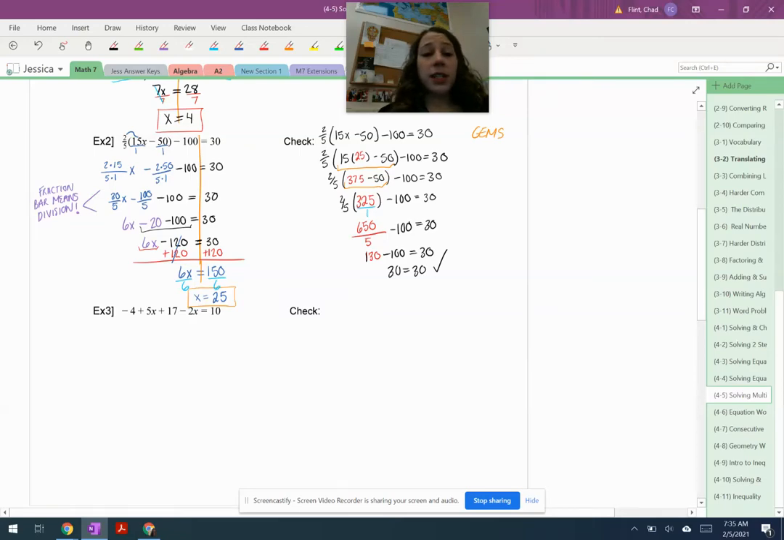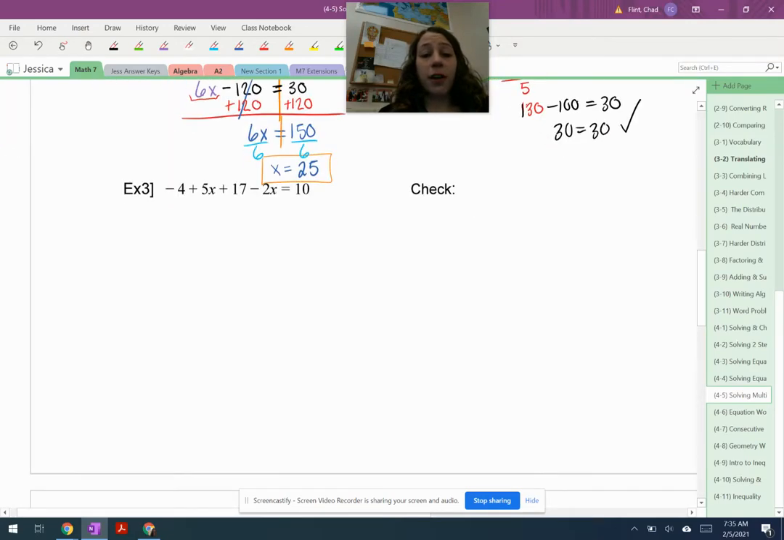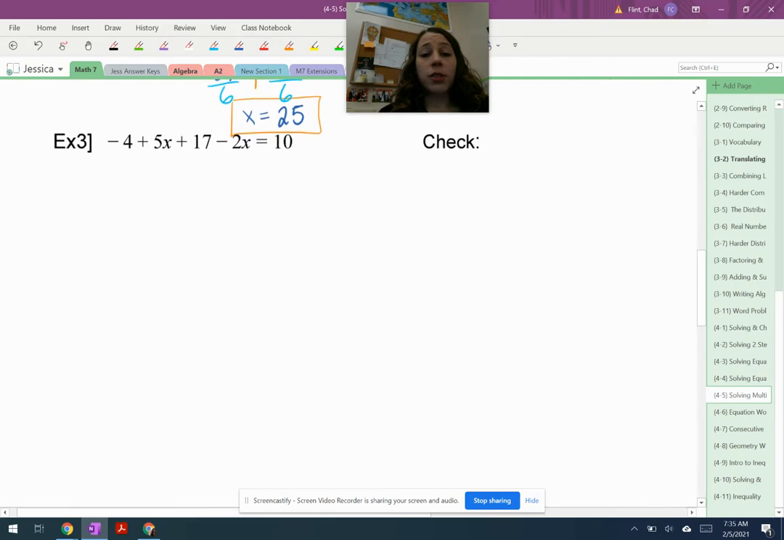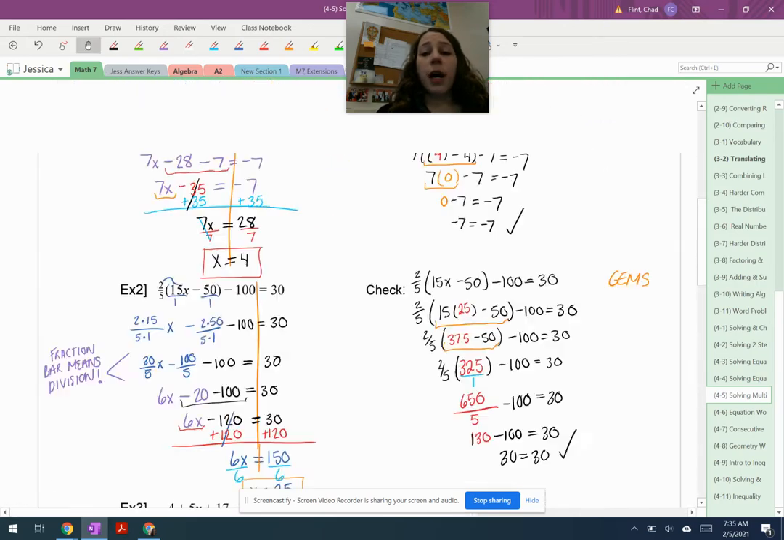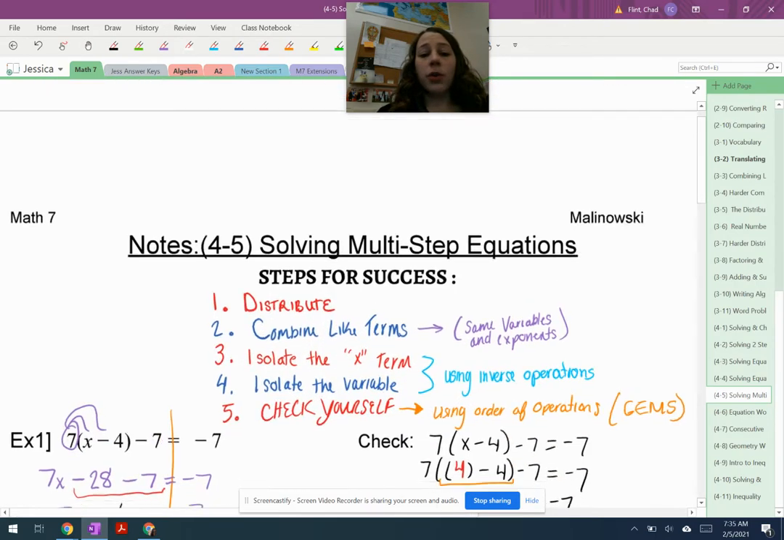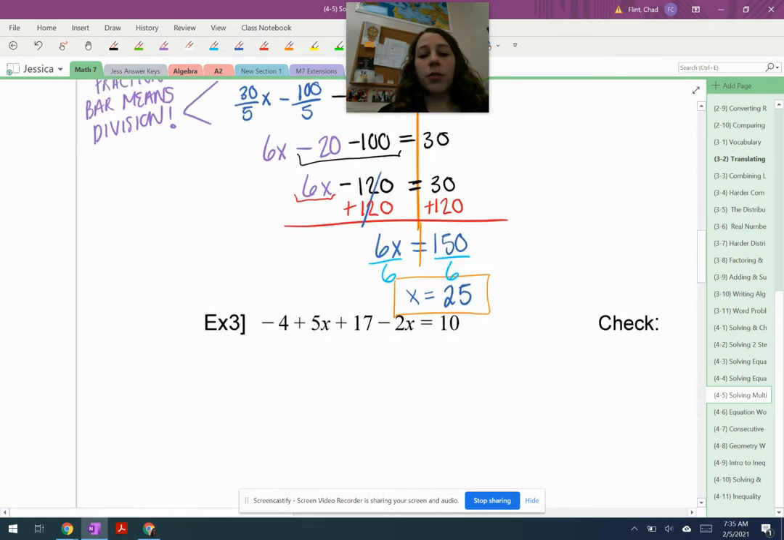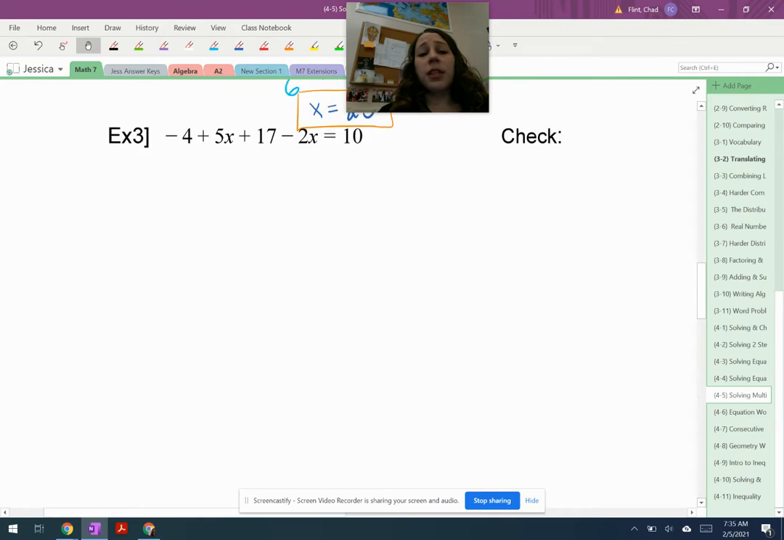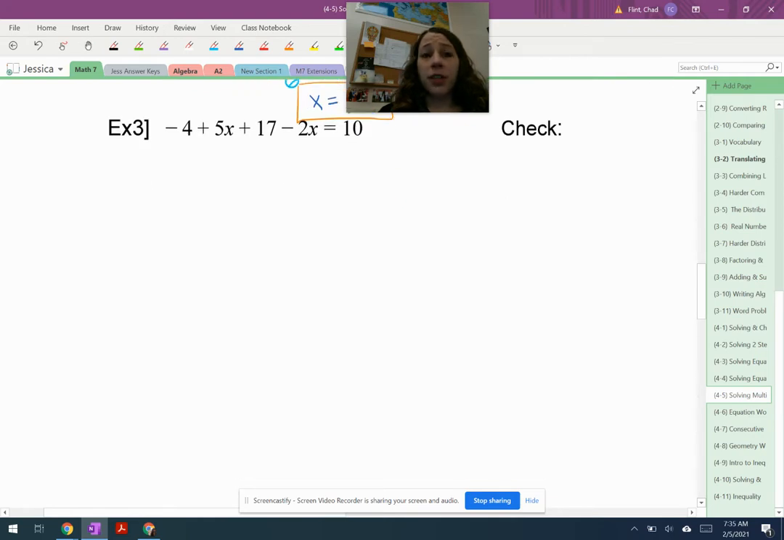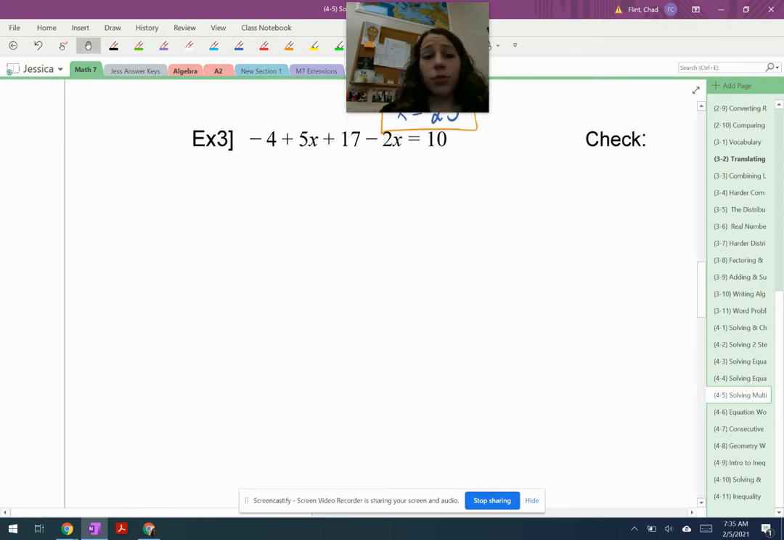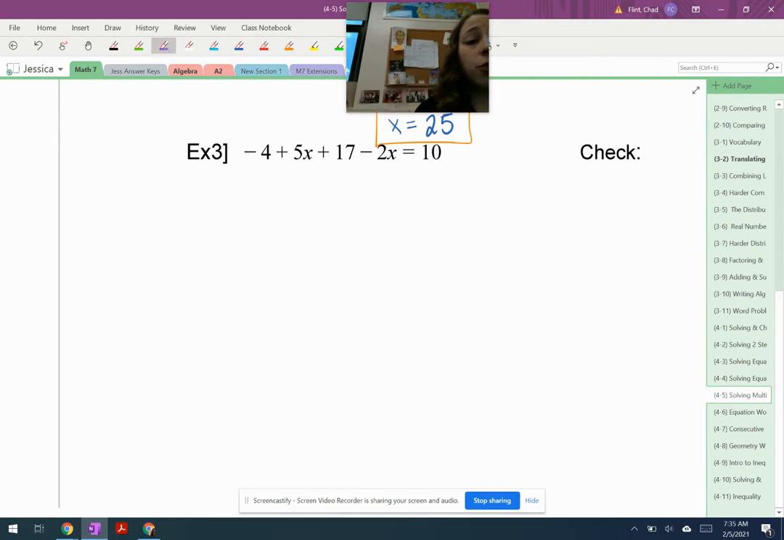All right, Math 7 kiddos, last example on lesson 4-5, solving multi-step equations. So we're still going to follow those steps, and our first step is always to distribute. But you might be noticing, sorry, I'm moving around so much, that here in our example 3, there is nothing to distribute. There's no distribution to be had because there's no parentheses. So no distribution. And that's okay, you're just going to jump to step 2.